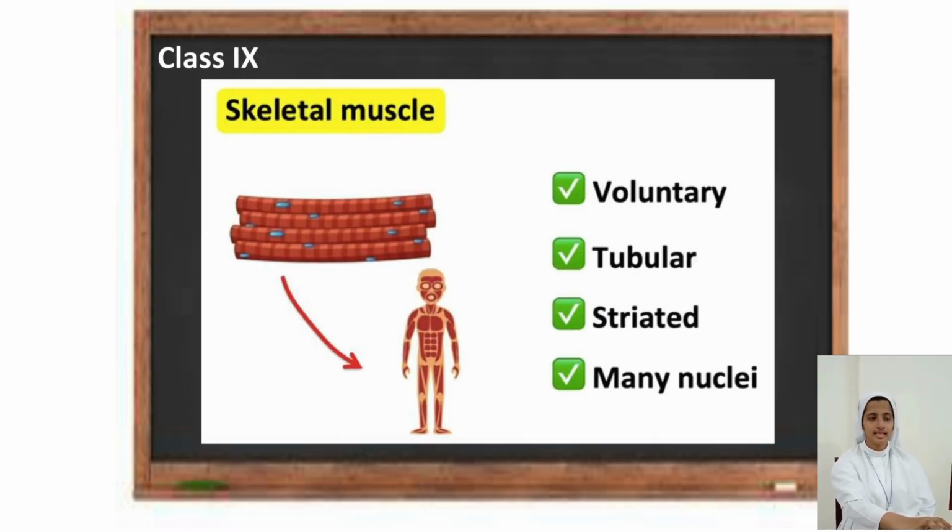Then the next one is skeletal muscle. It is tubular in shape and has striations. Its main characteristic is that it has many nuclei. This is why our hands and legs can move easily. That is due to the skeletal muscle, which has voluntary action. It has striations and many nuclei.